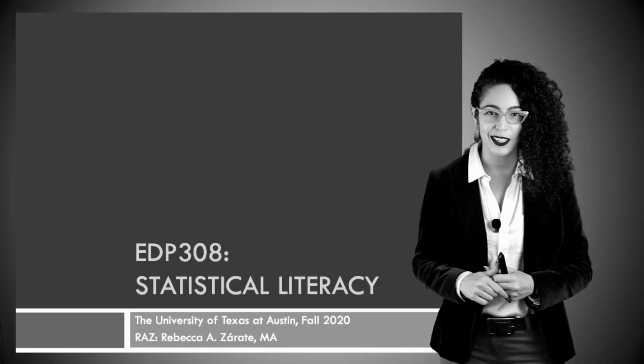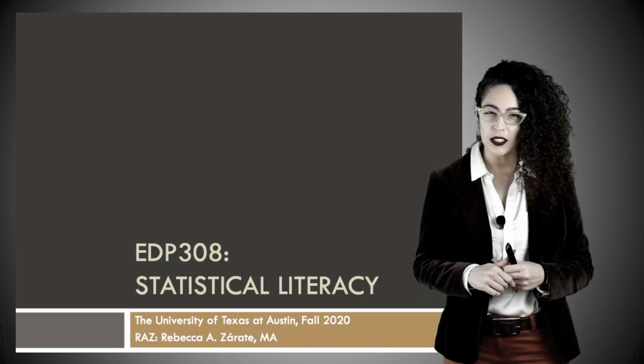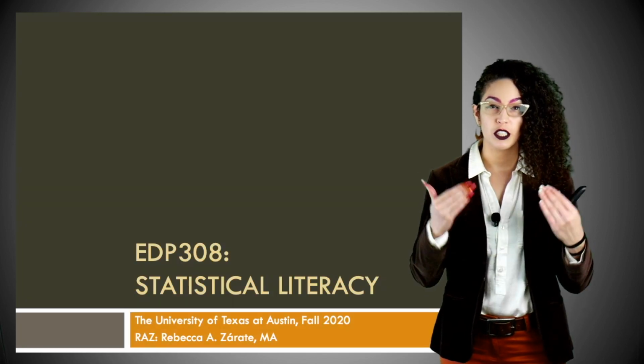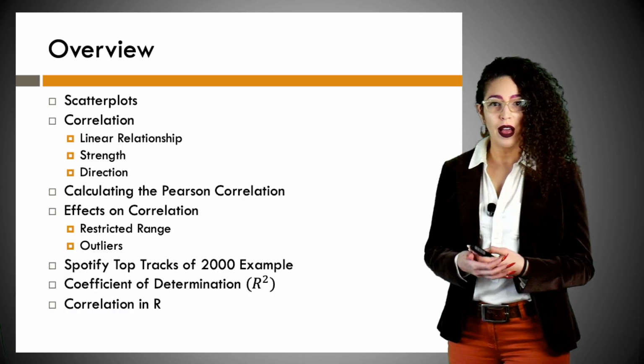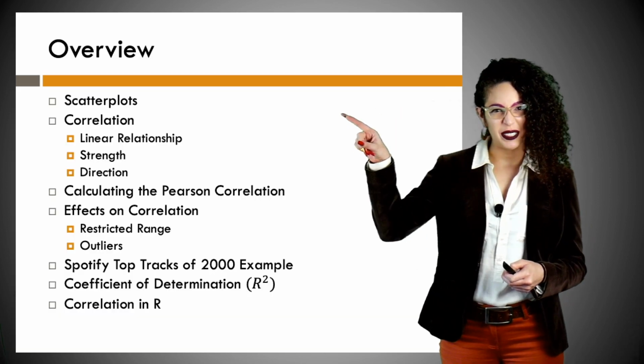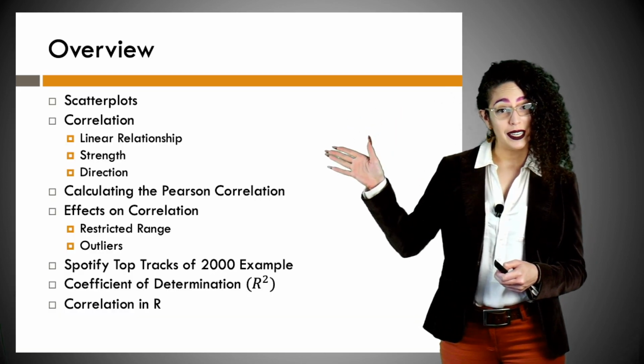We are shifting gears. Not looking at major differences right now, we are going to look at some associations and relationships between some variables. Let's get into it. Alright, we are going to look at some scatterplots, correlation and its attributes.